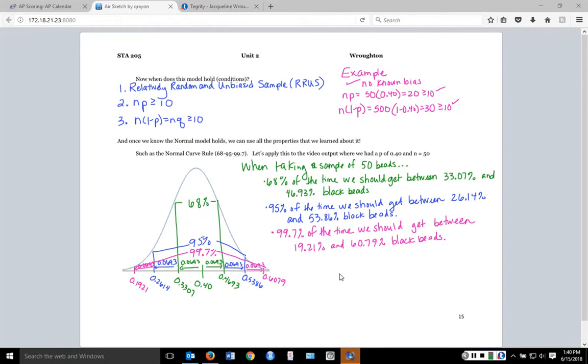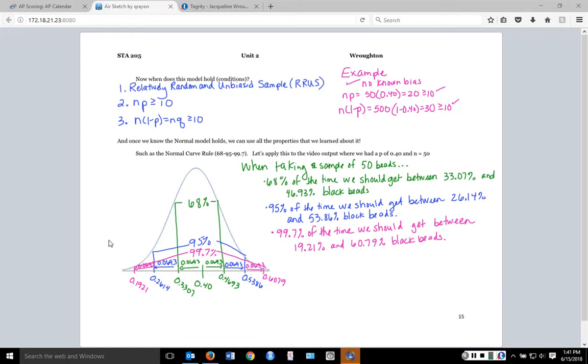Versus if I got 50% black beads, that's roughly in here. That's going to happen within our 95% of the time. That is pretty likely to happen. So it's not a very unusual value. So that's how a sampling distribution allows us to know what to expect.